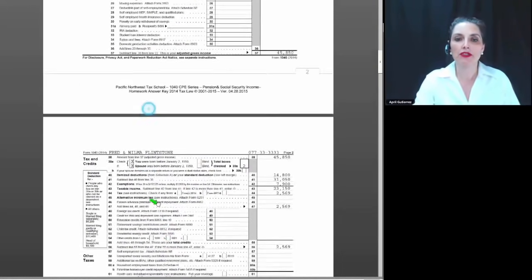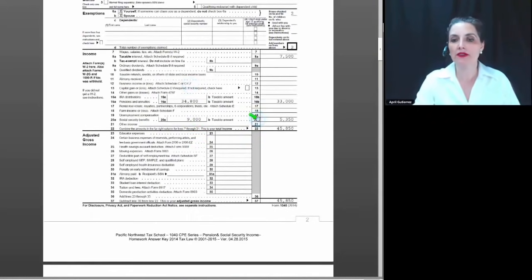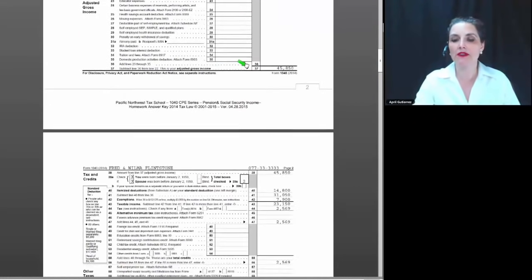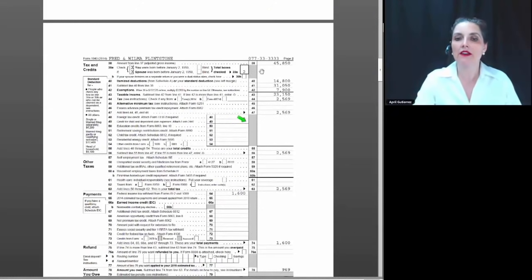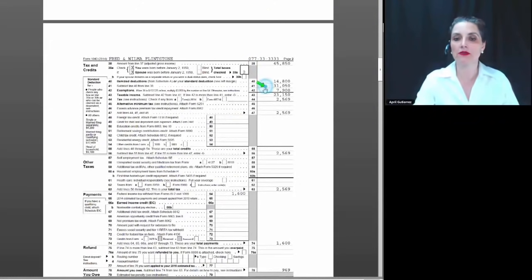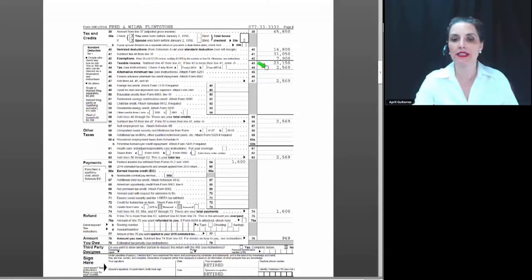And moving back over to the tax return, we've now entered $5,350 on line 20B. The adjusted gross income is $45,850. They are allowed a higher standard deduction because they are both age 65 or older. They're also allowed to claim their personal exemption deduction. They have taxable income of $23,150, tax of $2,569. They have $1,600 withheld, and so they do owe $969.